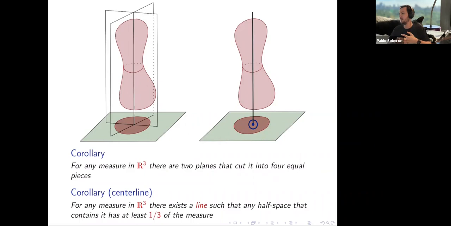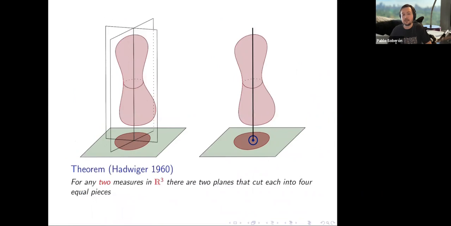Maybe there is a particular direction where you can do a bit more than this. And this was actually observed for both these cases. So on the left side, this is a result by Hadwiger, I think from 1960, that if I give you two measures, you can do this simultaneously. So there is a direction in which you can project and do this. And so for any two measures in dimension three, there are two planes that cut each of them into four equal pieces.